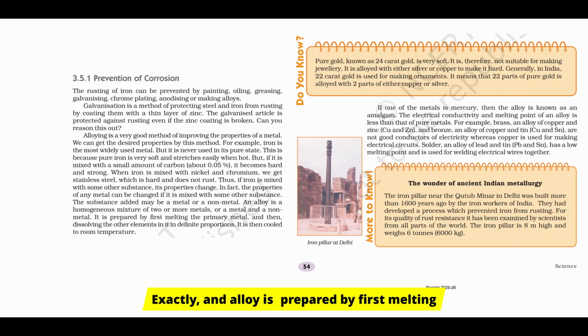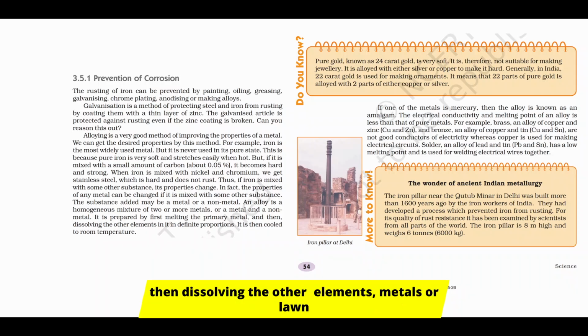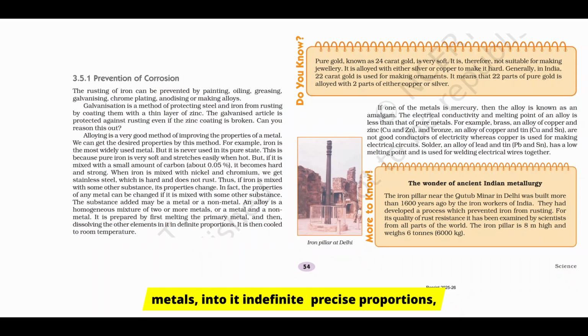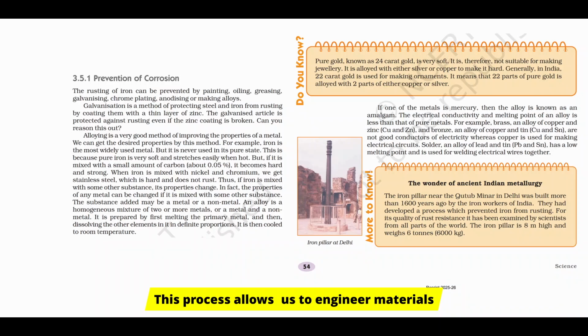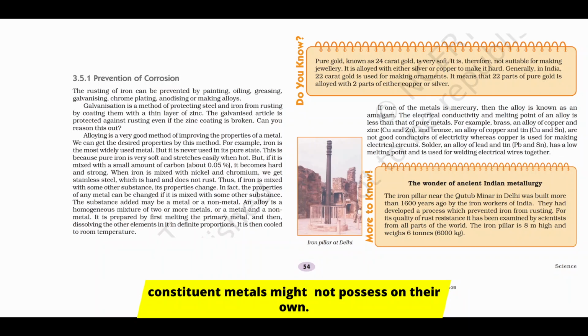Exactly. An alloy is prepared by first melting the primary metal, the base metal, then dissolving the other elements, metals or nonmetals, into it in definite, precise proportions, and finally cooling the homogeneous molten mixture to solidify. This process allows us to engineer materials with specific desired properties that the pure constituent metals might not possess on their own.